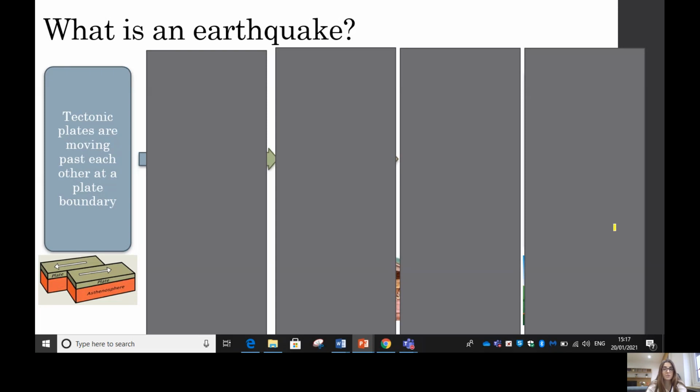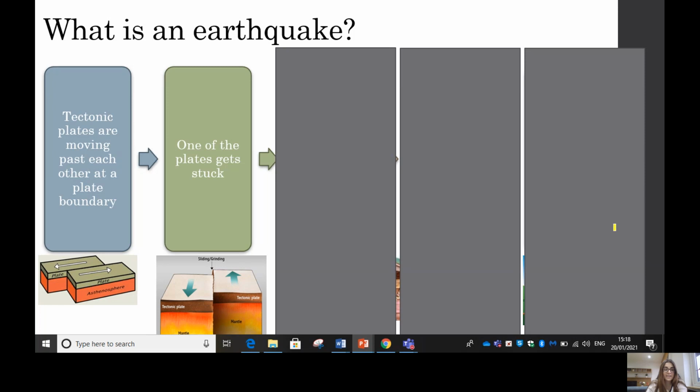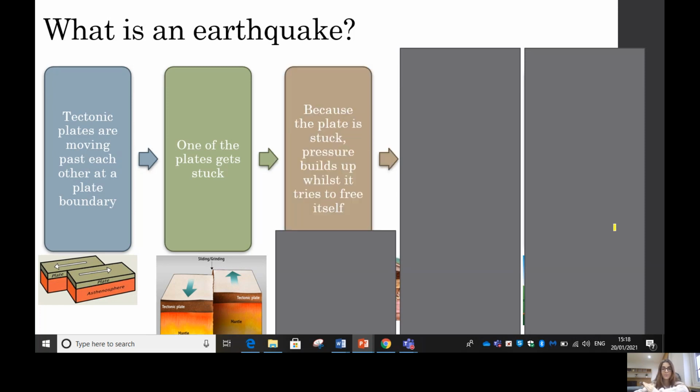So I'm just going to read for our flowchart diagram that we looked at last week. So 2 tectonic plates moving past each other at a plate boundary. One of the plates gets stuck. Now it's usually on a transform plate boundary, so we can remember that action for transform. So it's going past and suddenly it gets stuck.